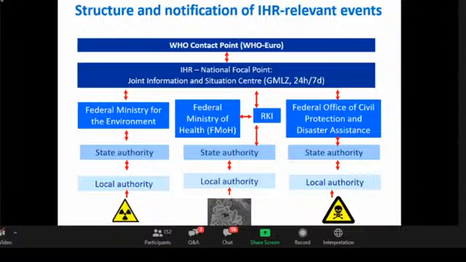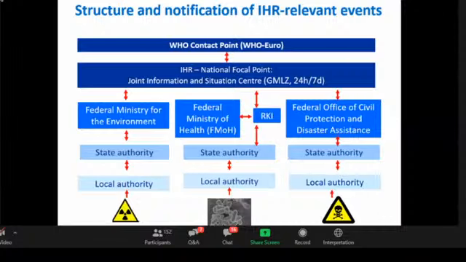This shows you the structure we have for notifying events to the WHO. We have one joint information and situation center. That is our EOC and contact point for the WHO. This joint information and situation center belongs to the Federal Office of Civil Protection and Disaster Assistance and lies in the portfolio of the Federal Ministry of the Interior. Depending on the pathogen, we have different institutes involved in the response.